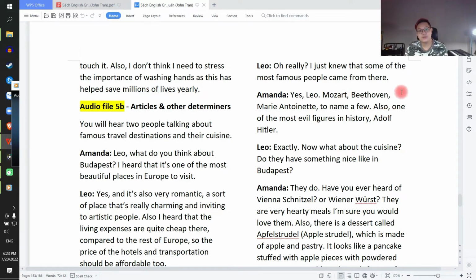Yes, Leo. Mozart, Beethoven, Marie Antoinette, the French queen who was beheaded. Marie Antoinette is the last French queen. Her head was chopped off in 1789. Like Louis 16, Marie Antoinette was decapitated in the French Revolution.